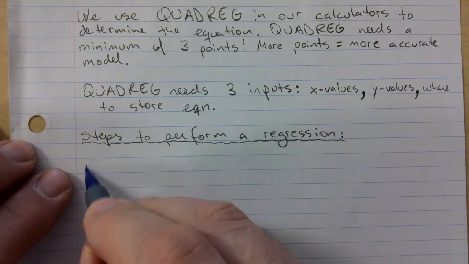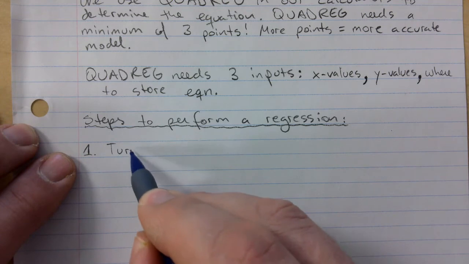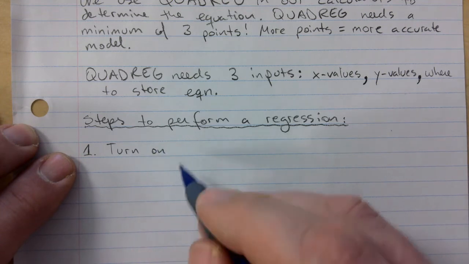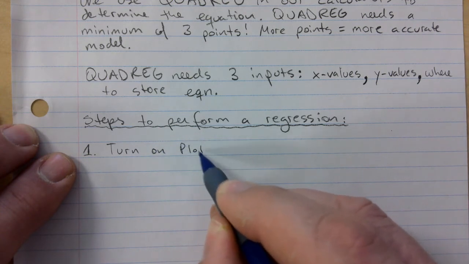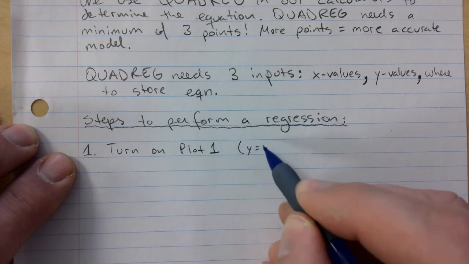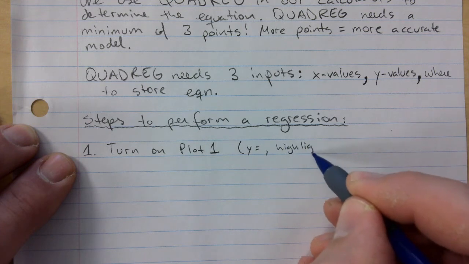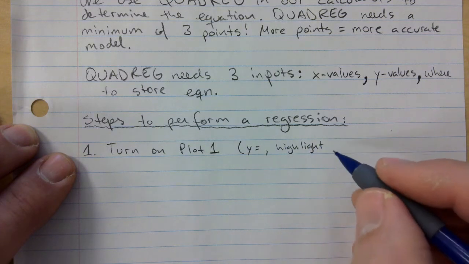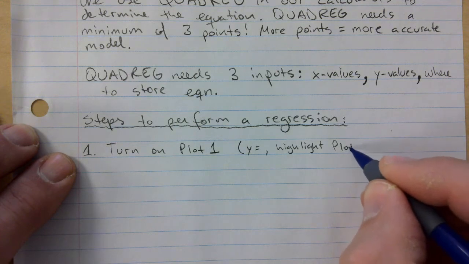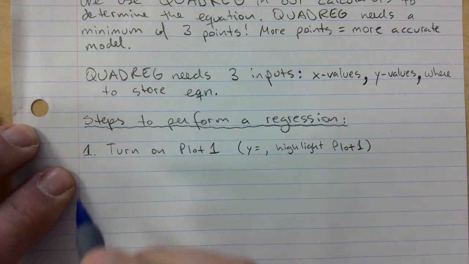So number 1, turn on plot 1. Y equals, right? Highlight plot 1. That's how you turn it on. Okay.